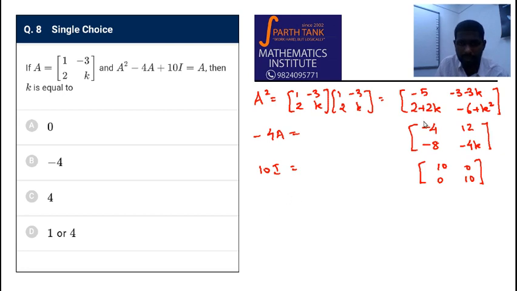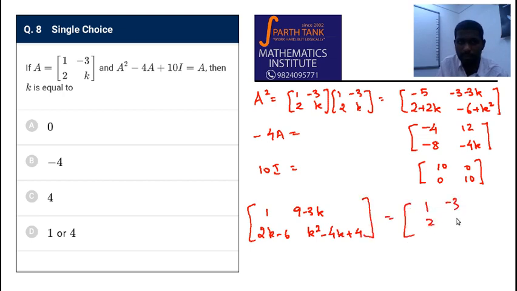So the left hand side is a summation of all these three. This is going to become minus 5 minus 4 plus 10, which is 1. Then minus 3 minus 3K plus 12 is 9 minus 3K. 2 plus 2K minus 8 is 2K minus 6. Minus 6 plus K squared minus 4K plus 10 is K squared minus 4K plus 4. Now this should be equal to A, and A is nothing but 1, 2, minus 3 and K.